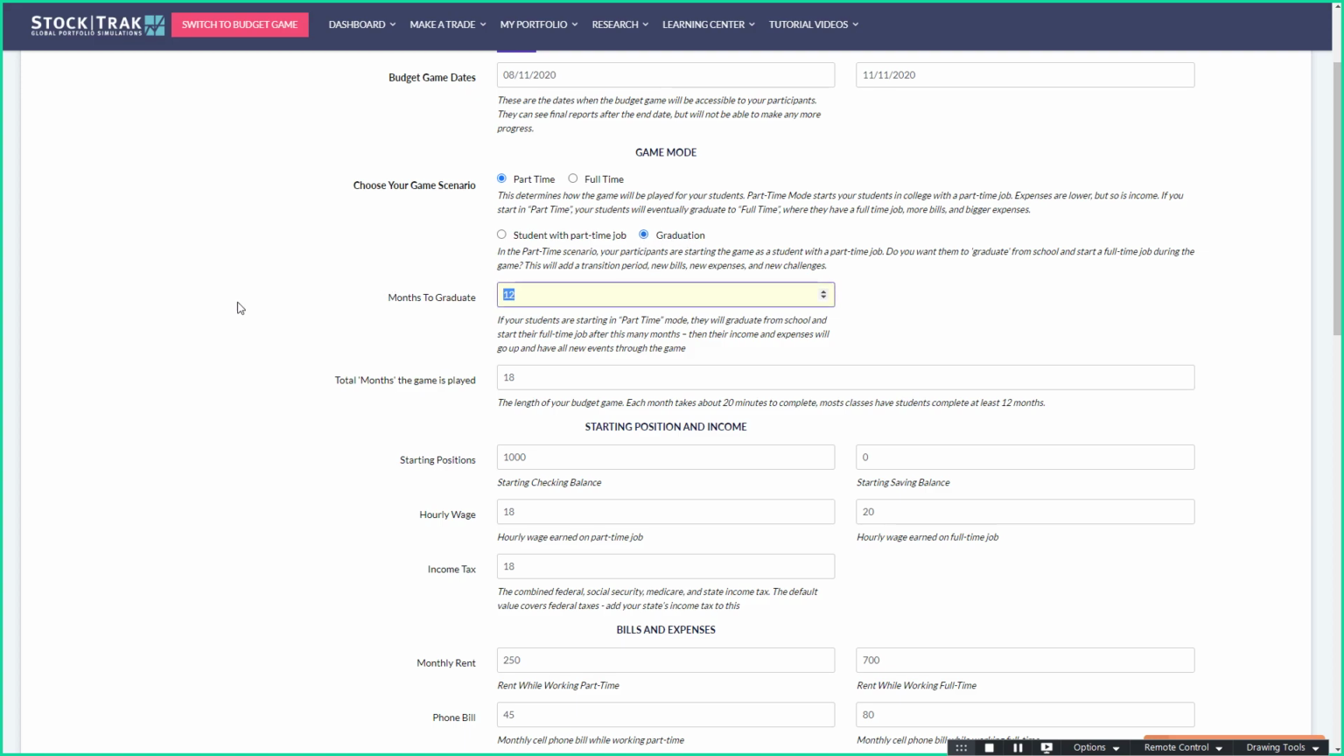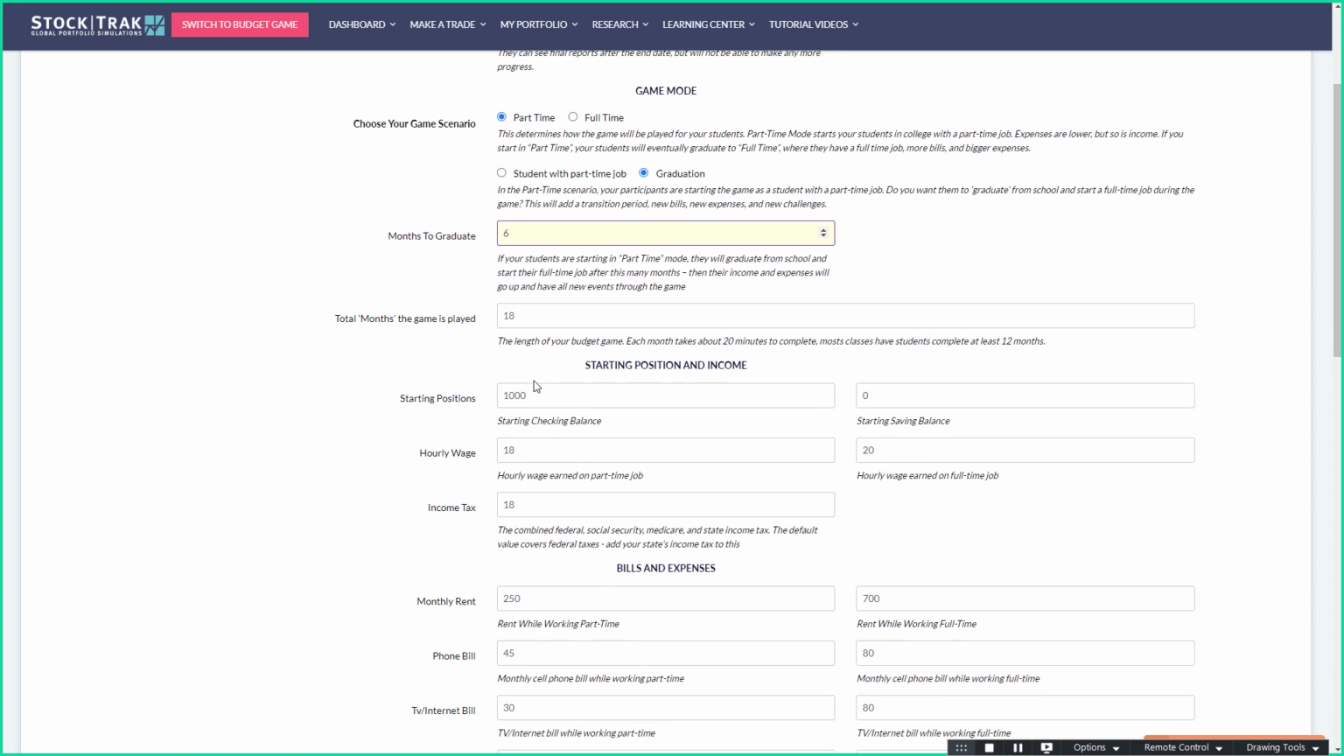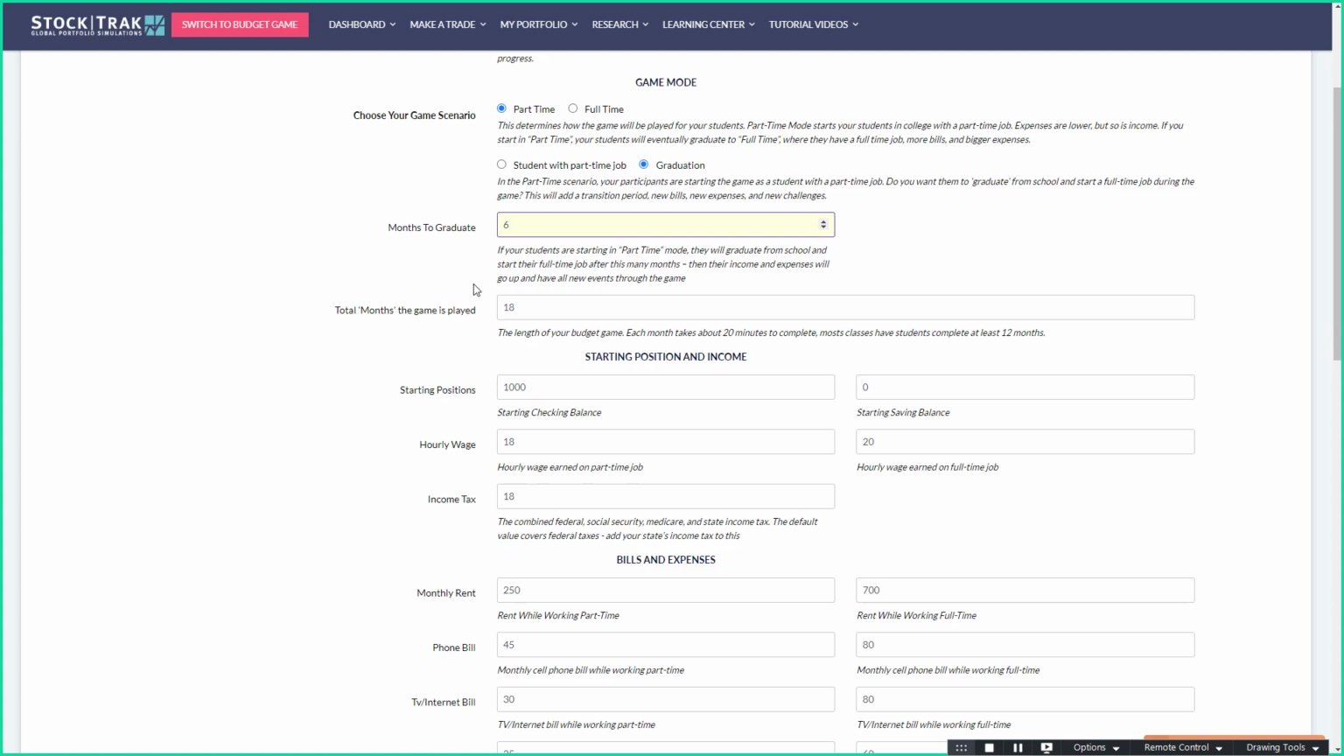I personally recommend having the students start as a part-time student, manage the easy mode of the game for 6 months or so, then they graduate to the full-time workforce and need to manage that transition. I think that's where the most learning happens, is getting tripped up when that happens, right as they feel like they're getting used to things.